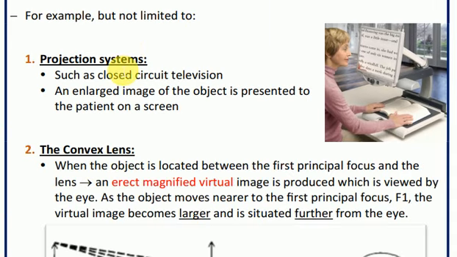Projecting systems are also coming into use as low vision aids. An enlarged image of the object is presented to the patient on a screen which he or she can view from a convenient distance. Closed circuit television is one means of achieving this and is in limited use.